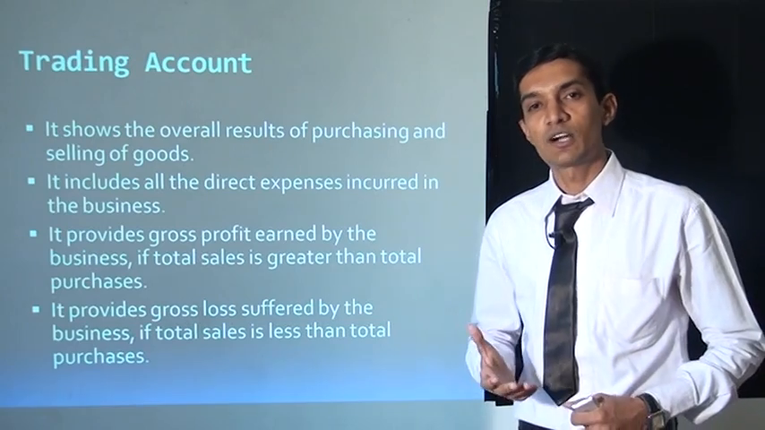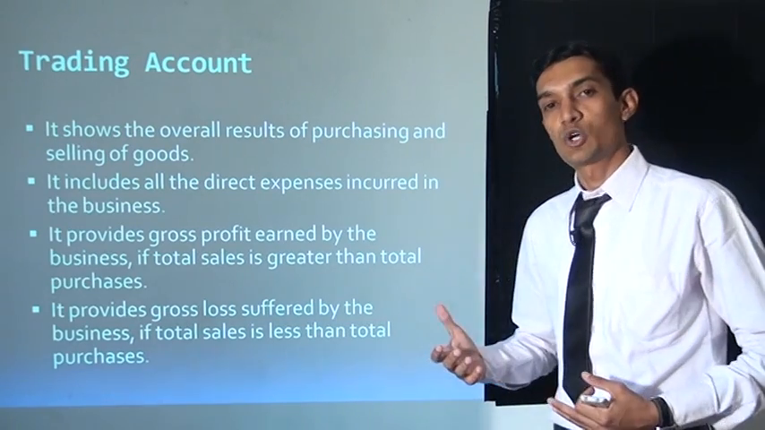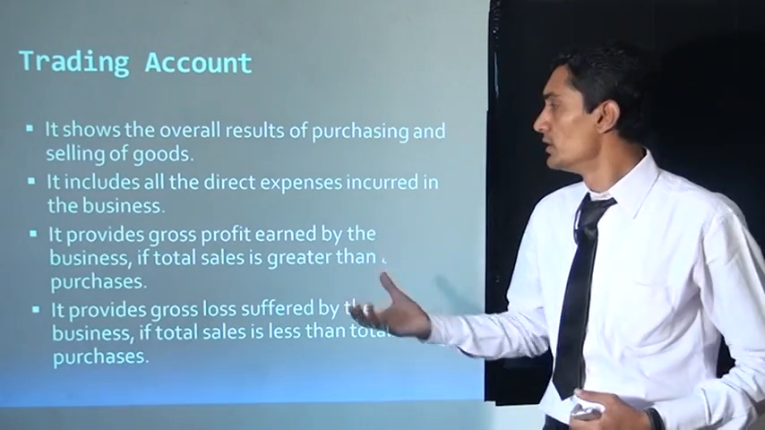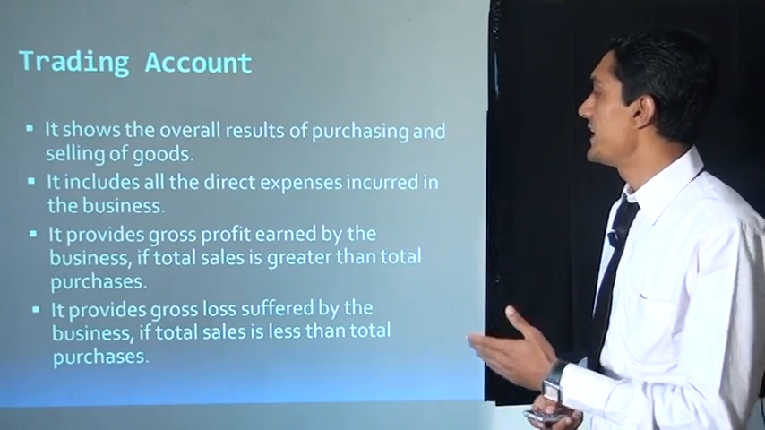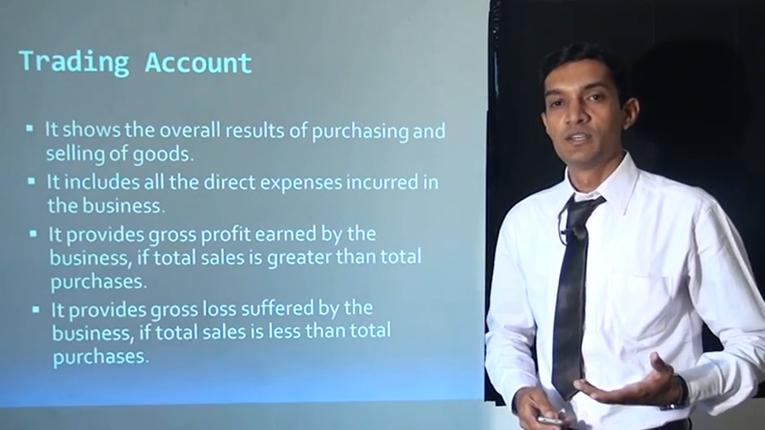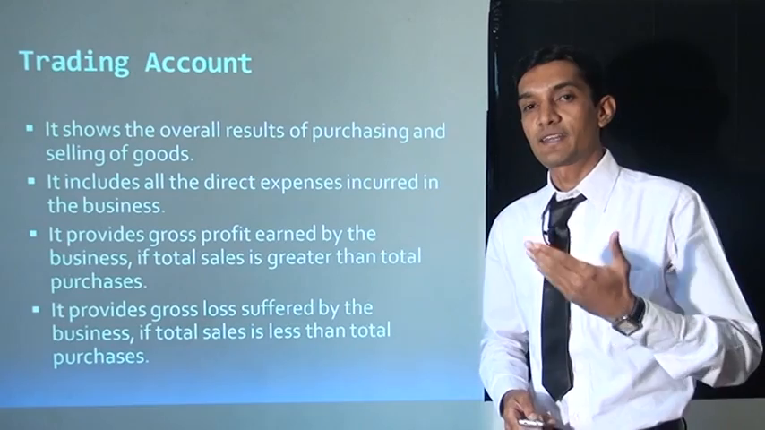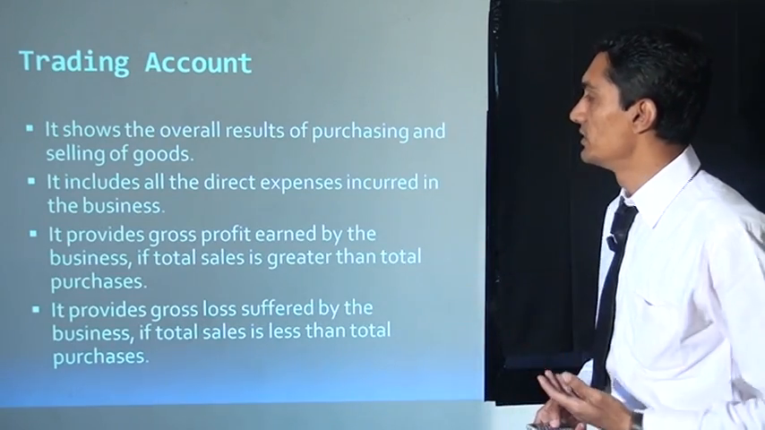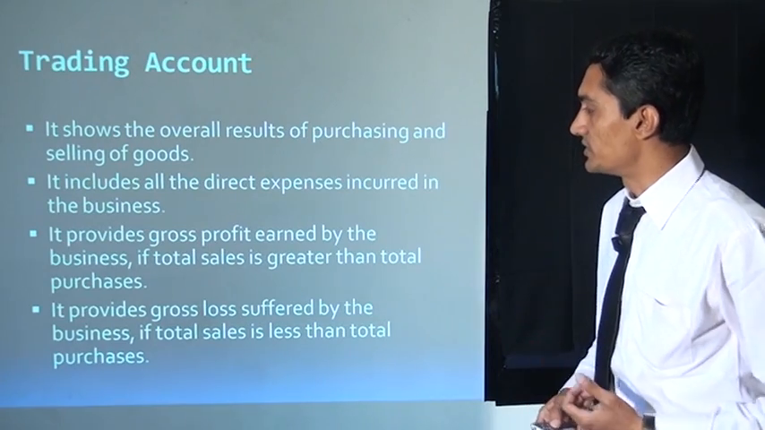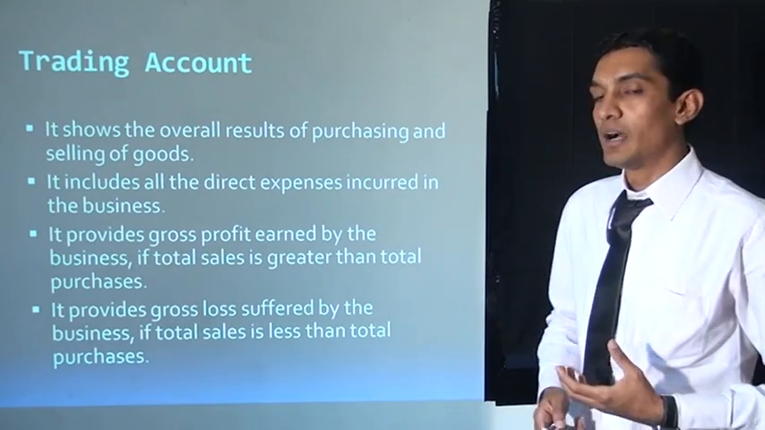In the trading account there is also opening stock and closing stock, whatever closing stock they have. It includes all direct expenses of the business: wages, royalty, freight. Carriage inward is also a direct expense in the trading account. It provides the gross profit.